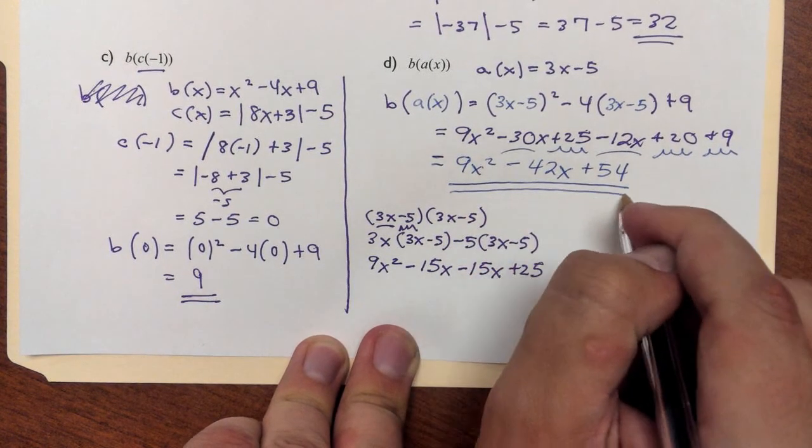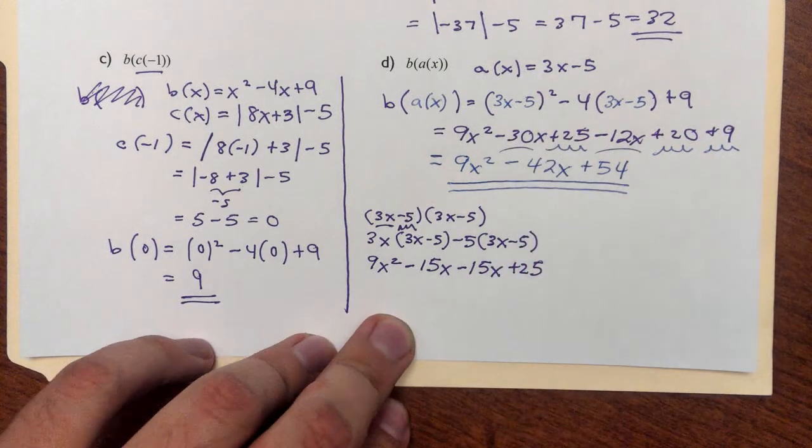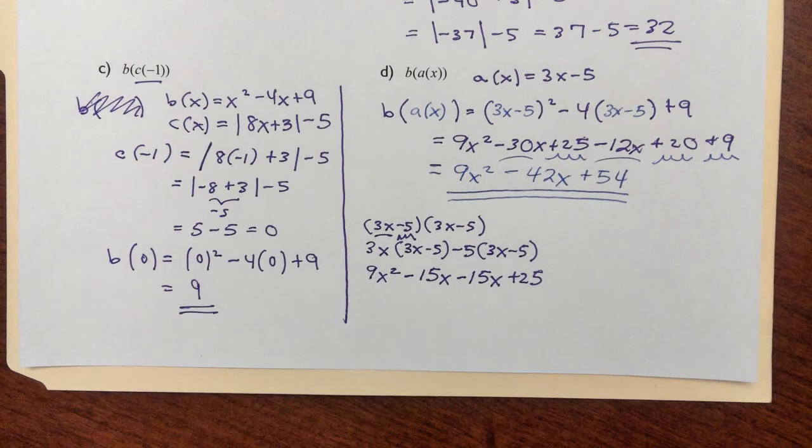So that one's a bit more advanced because we had to square this binomial. But again, it's the same basic principle. Hopefully this has made sense. This has helped you to understand composition of functions a bit better.